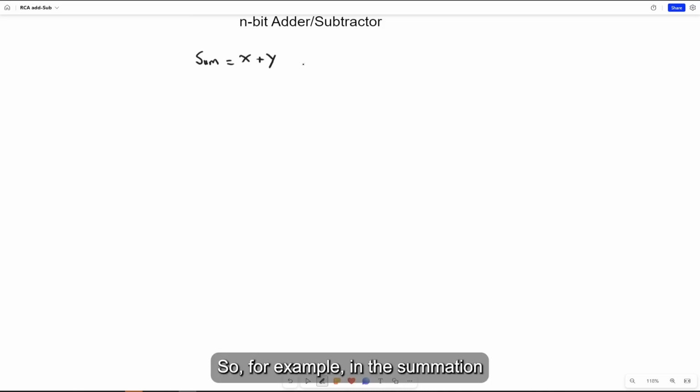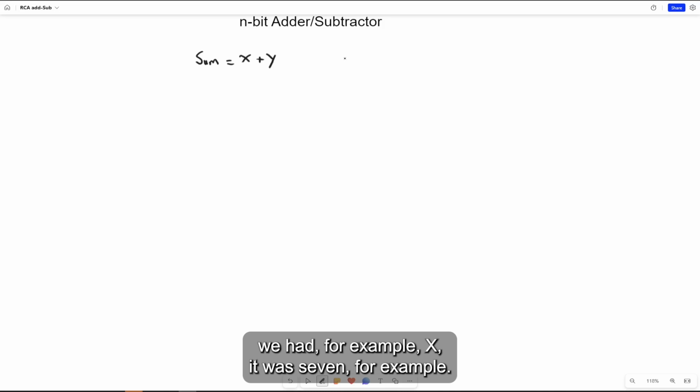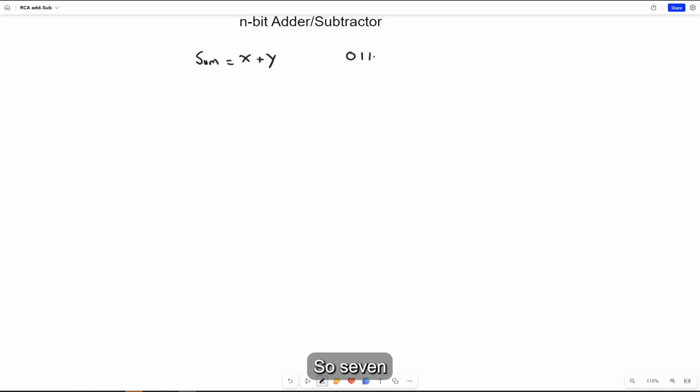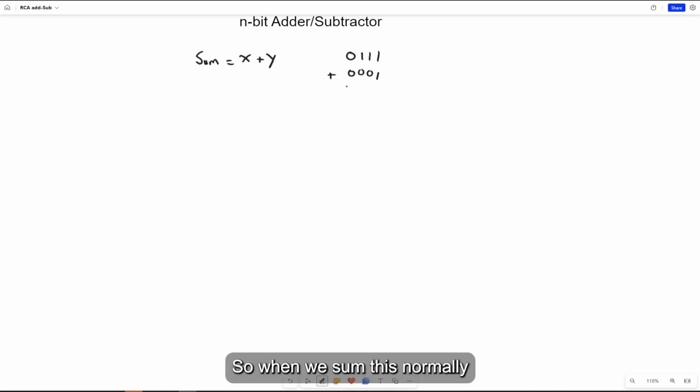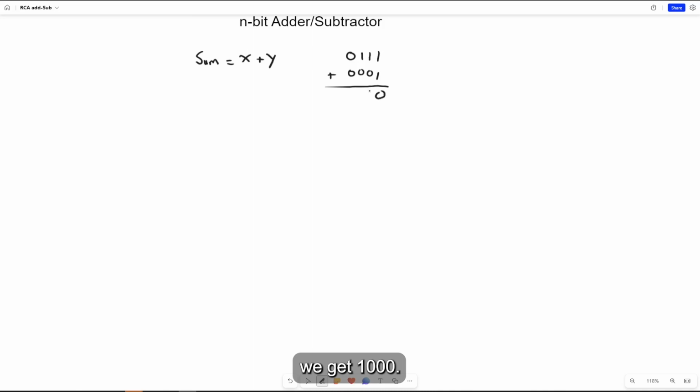So for example, in the summation we had x was 7, and y was 1. When we sum this, normally we should get 0, 2 carry 1, 0, 0, 1, so it is 8. So this was our x, y, and sum.